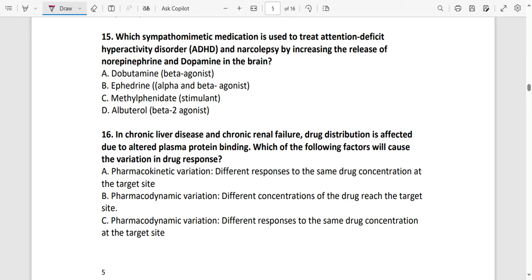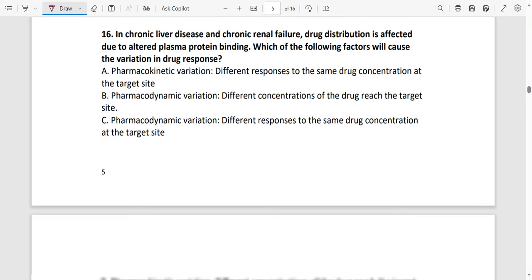16. In chronic liver disease and chronic renal failure, drug distribution is affected due to altered plasma protein binding. Which of the following factors would cause the variation in drug response? Remember, we have both chronic renal failure and liver disease. So, which of the following factors would cause variation in drug response?